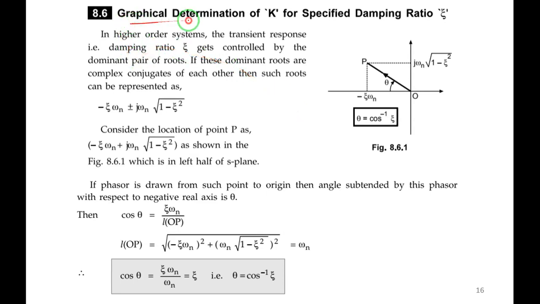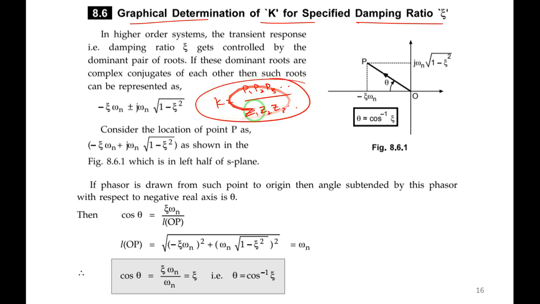Okay, a graphical determination of k for specified damping ratio of z. We have seen that formula: K is equal to the product of phasor lengths drawn from poles p1, p2, p3 and so on, divided by the zeros z1, z2. This we have seen, right? But we are not determining only the value of k. It is graphical determination for a specified damping ratio, which means for z equal to a particular value. If z equal to 0.5, what is the value of k I have to calculate, right? For a particular value of z, I have to calculate k. So how to do that, we'll see here.